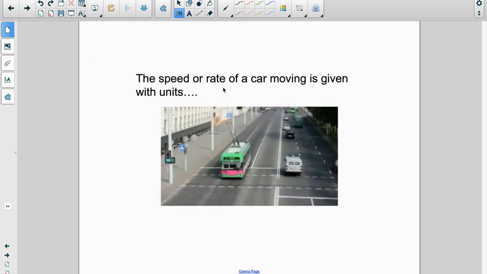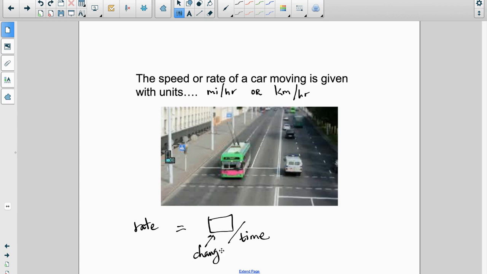All right, so the speed or rate of a car moving, when we think about the units, are miles per hour, or if you're in Canada or some other metric system nation, kilometers per hour would be what your car would show. So we're always going to have something per time. Rates are given as something changing per time, okay? And we're going to see what that something is for chemical reactions.